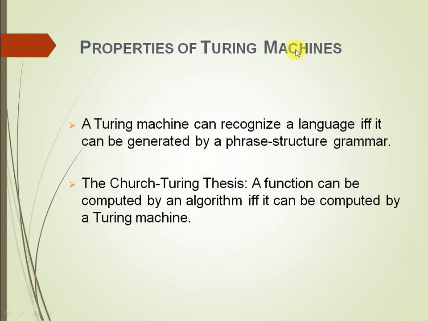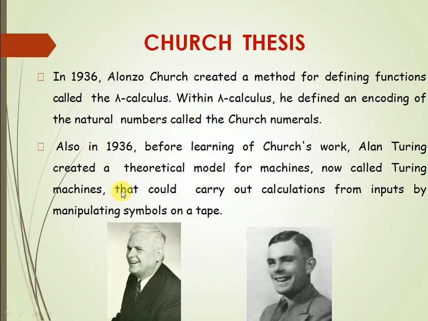Now, the properties of Turing machine. A Turing machine can recognize a language if and only if it can be generated by a phrase structure grammar. Now we will see what the Church hypothesis is. A function can be computed by an algorithm if and only if it can be computed by a Turing machine. This is a statement given by Alonzo Church in 1936.